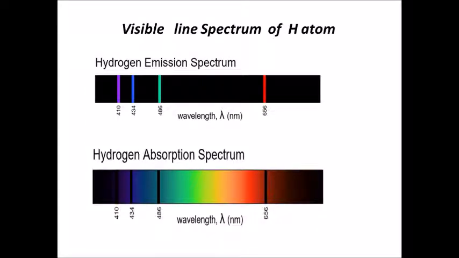Now, this is the visible line spectrum of the hydrogen atom. This is the hydrogen emission spectrum, and this is the hydrogen absorption spectrum. You can see the two differences. When it absorbs light, it is going to emit at 410 nanometers. I told you about the Balmer series, the visible region spectrum.